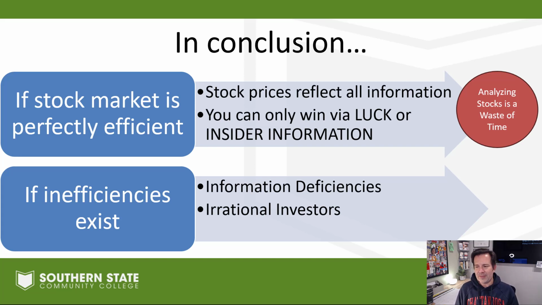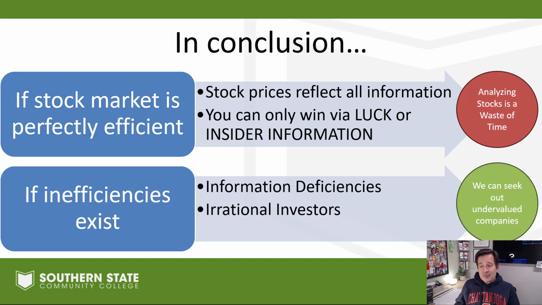All the information's out there. There's no bargains to be had. You might as well just buy an index fund and be done with it, because there's no point in trying to find a bargain because it doesn't exist. But we know that inefficiencies do exist. There are information deficiencies. There are irrational investors out there who do dumb things. As such, if we really want to, we can seek out undervalued companies.